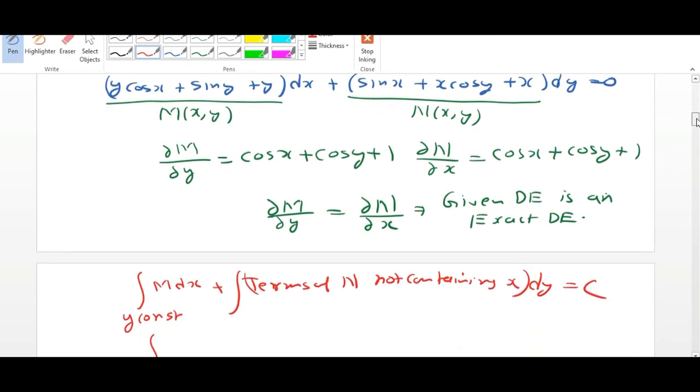y cos x plus sin y plus y. So integral of (y cos x plus sin y plus y) into dx plus. Now you have to take the terms of N which do not contain x. तो फर्स्ट टर्म में क्या आ रहा है? x आ रहा है, sin x. सेकेंड टर्म में भी क्या आ रहा है? x आ रहा है, x into cos y. थर्ड टर्म क्या है? Again x. So all terms contain x. So it means the terms not containing x are 0, 0 into dy equal to some constant c.